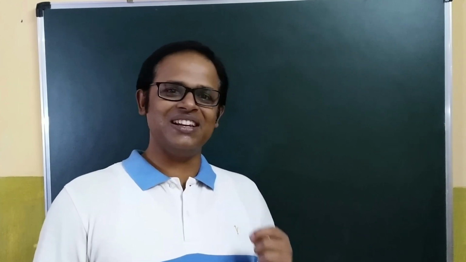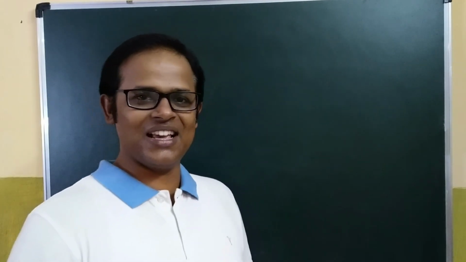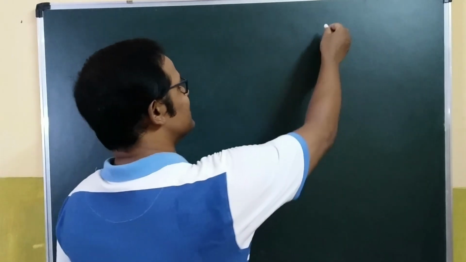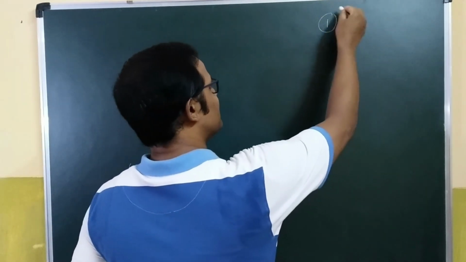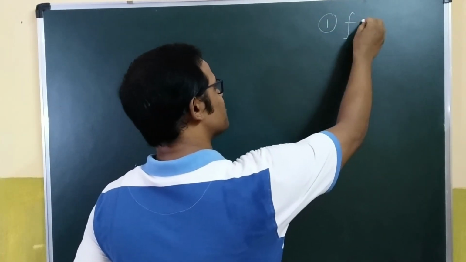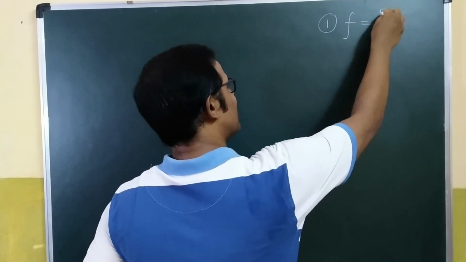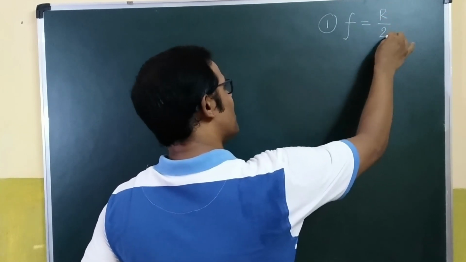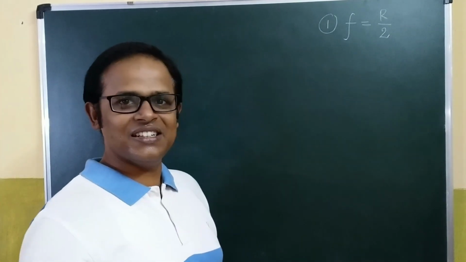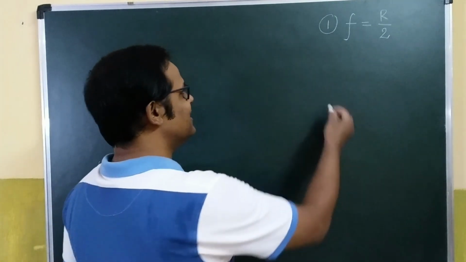Today's class is going to be super. It's going to be excellent. We are going to learn the derivation of the various equations which I introduced in my last class for spherical mirrors. The first: for mirrors with small aperture, the focal length is half of the radius of curvature. Everyone should know that.